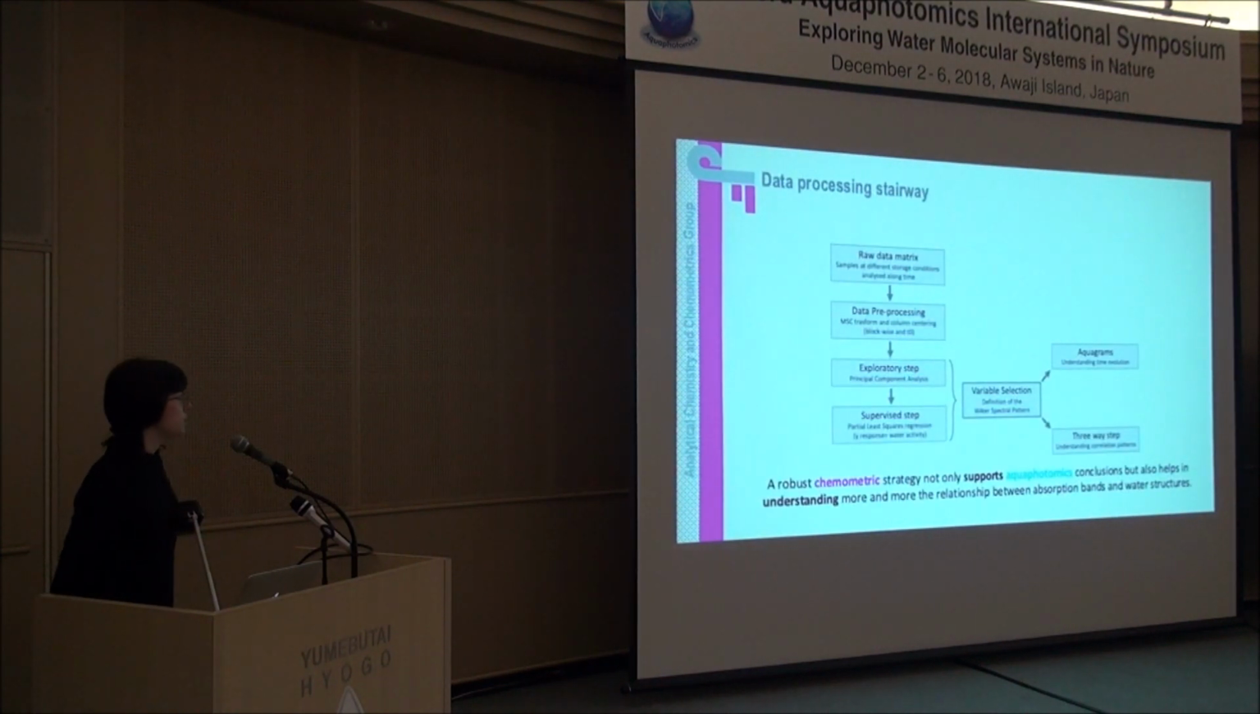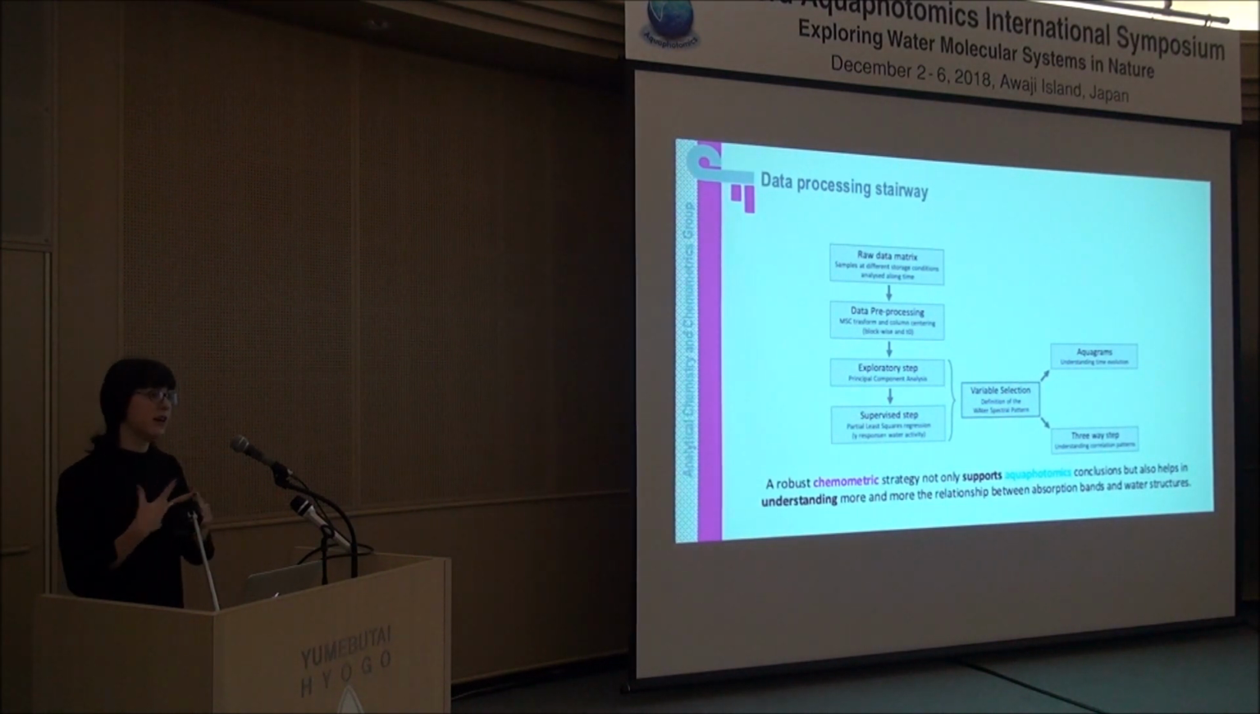Here I try to outline the stairway of the data processing, because I think that is a very crucial step to underline the consistency of the work that I'm presenting. So we start from the raw data matrix. Remember that we have inside different water activity, different storage atmosphere, and different time. We have a time trend in there. So it's a quite complex data matrix.